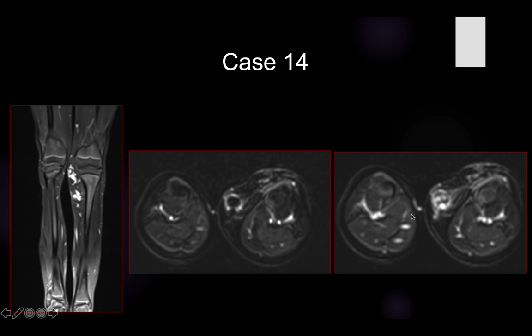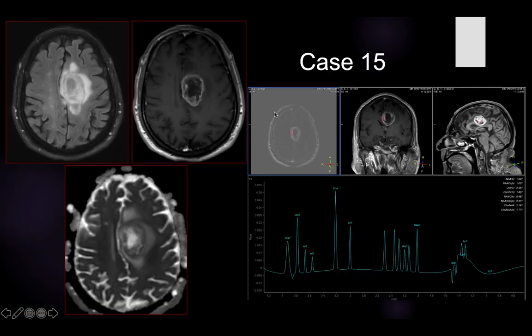And in this dynamic study, or dynamic phases, we can see this vascular structure fill in at the delayed venous phases. So this is a typical example for the left leg venous malformation.